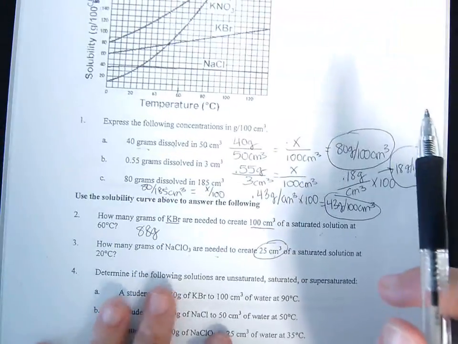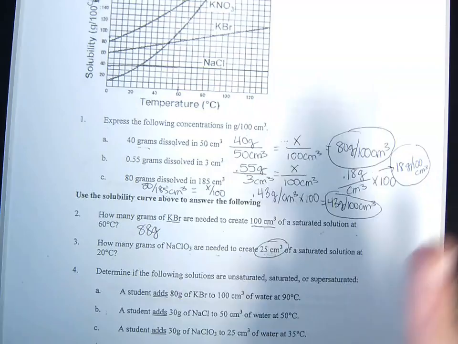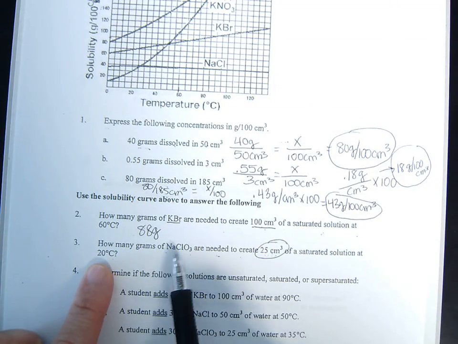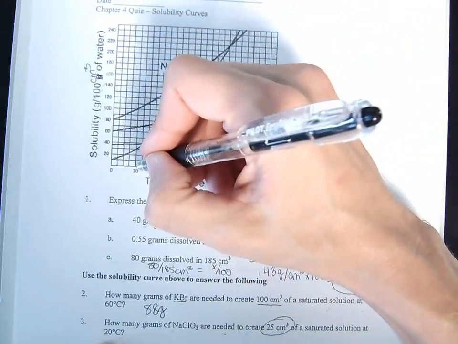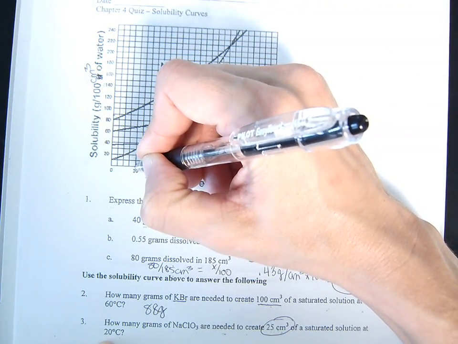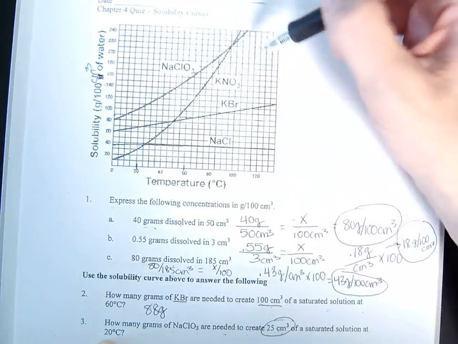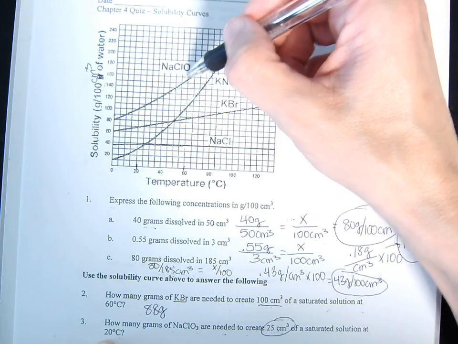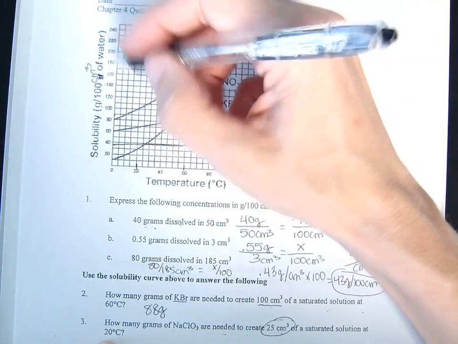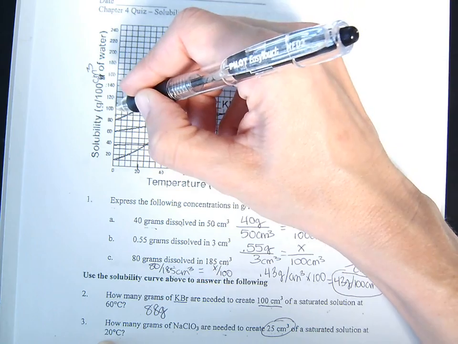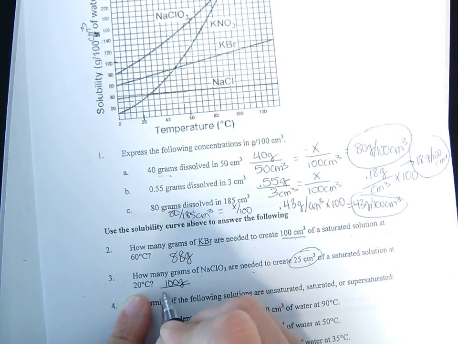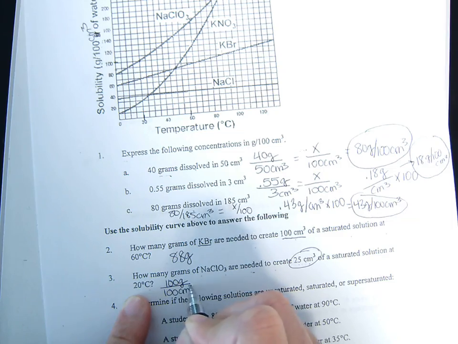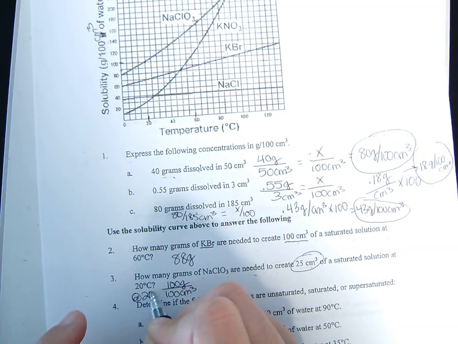So the first step, forget this for now. The first step is to say, okay, well, how many grams of this dissolve at 20? So we're going to do that part first. That's always the first step. Use what you already have. So 20 degrees, and then here's the line for NaClO3. So we're going to go all the way up here. It intersects right here at 100. So 100 grams will dissolve in 100 cubic centimeters at 20 degrees Celsius.